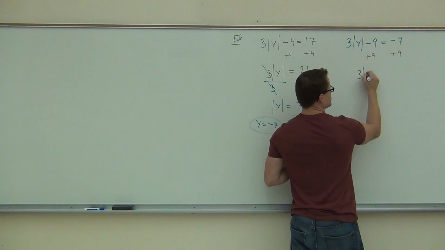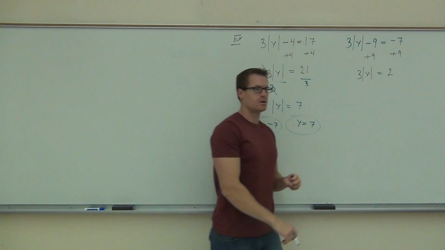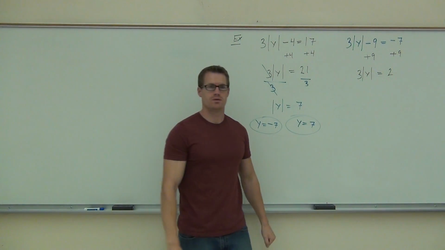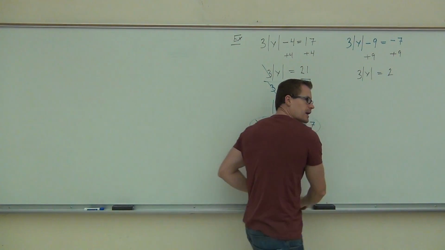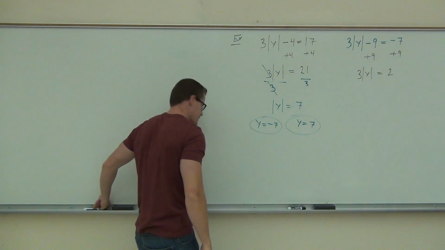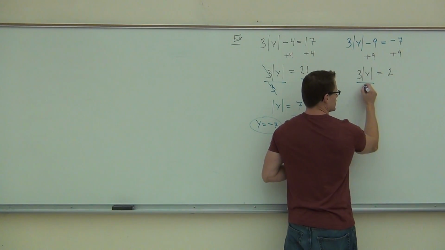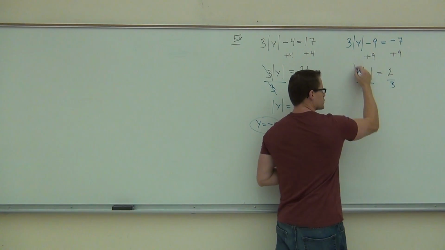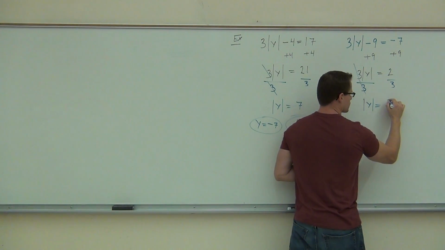We'll get 3 times the absolute value of y equals 2. What are you going to do now? Or what did you do now? Great. Get rid of that 3. We certainly don't want that thing hanging around our absolute value. What we want is absolute value equals a number. That's what we need to work with this problem. So absolute value of y equals 2/3.